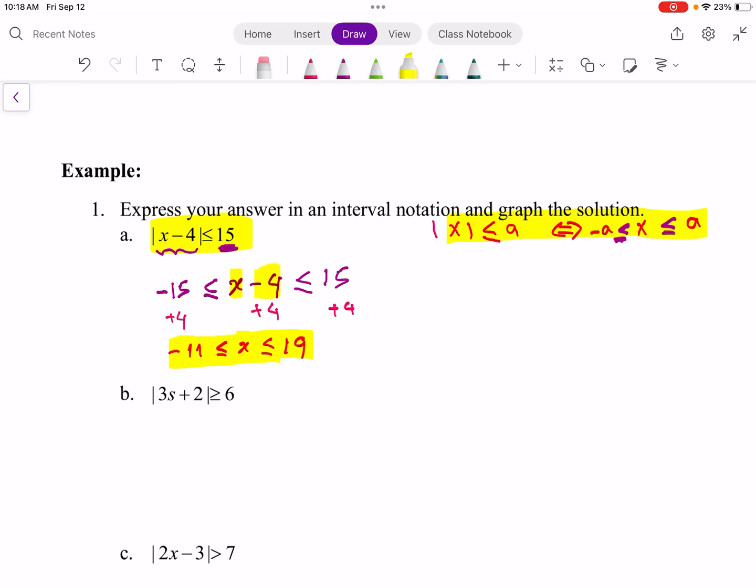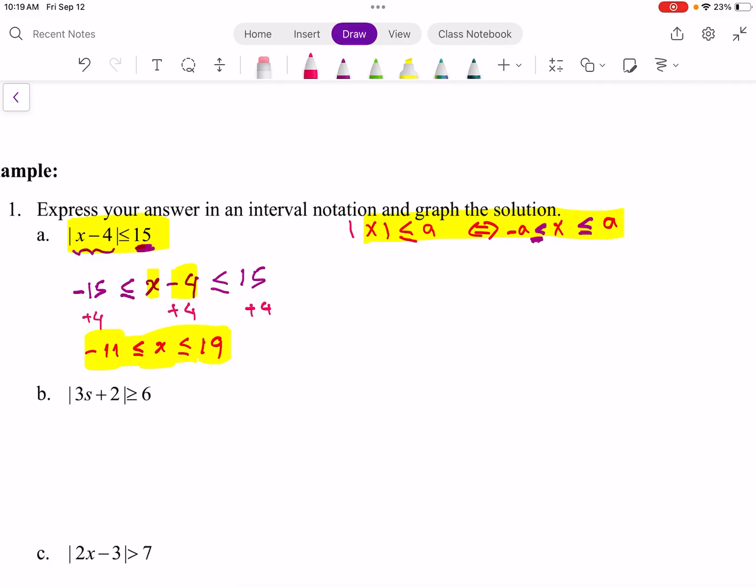So x is any number. Any number which is greater than or equal to negative 11 and less than 19 is a solution for this inequality. Now let's draw a number line. We always write down the solution in interval notation. So we have negative infinity, positive infinity, negative 11 here, positive 19 here.